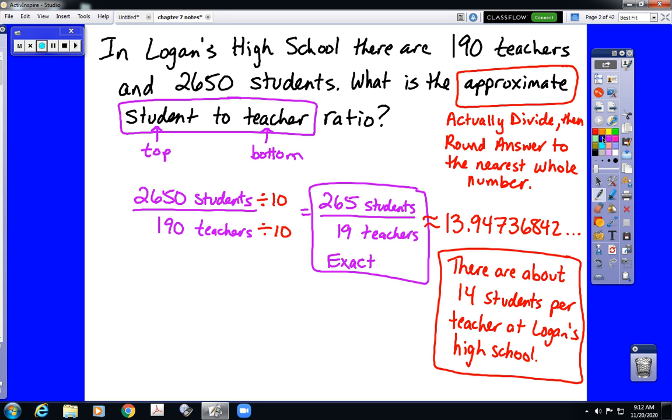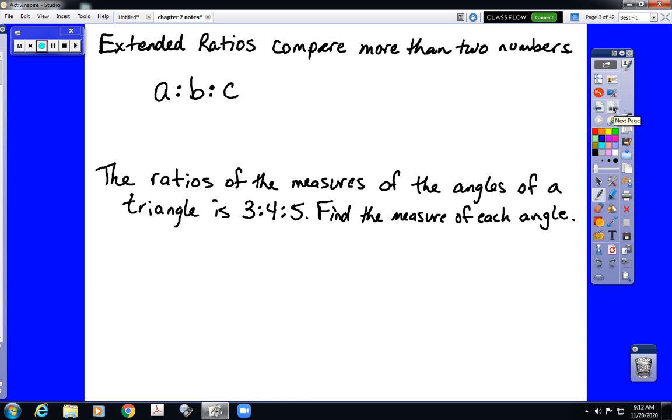Now in geometry, we're actually going to take this a step further. We're going to talk about extended ratios. It is possible to take a ratio and compare more than two numbers. In this case, this extended ratio is written as A to B to C. Okay? And you can see that as well. It could be written in that format as well.